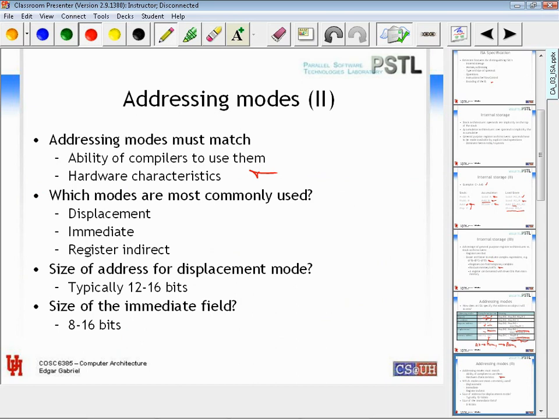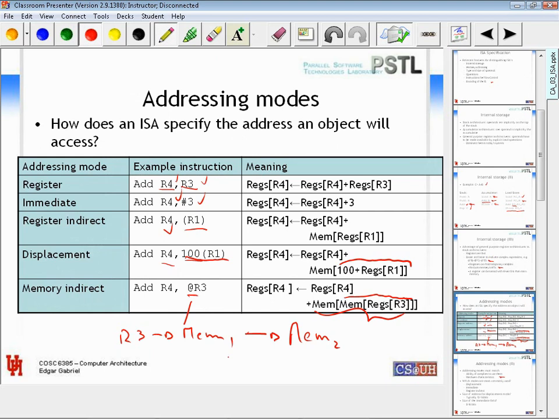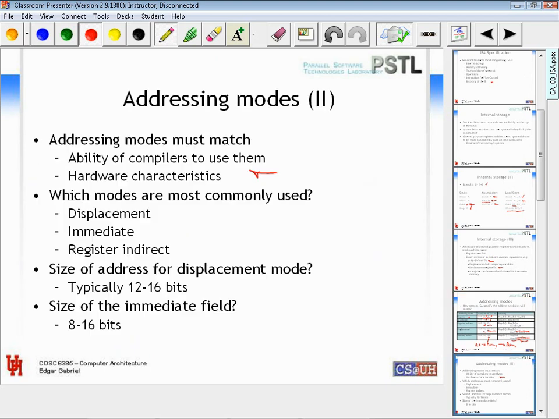Which ones are used very commonly? Well, you definitely use the register addressing mode directly. The immediate mode is used. Often the displacement mode and the register indirect mode are fairly popular as well.